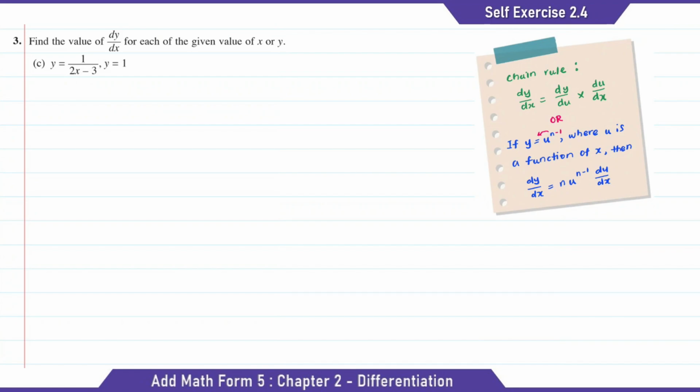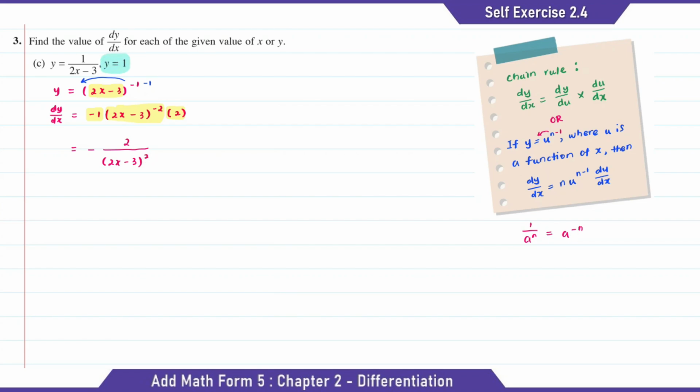Question C. y equal to 1 over 2x minus 3. So I can write this as y equal to bracket 2x minus 3 to the power of negative 1. Differentiate this, we're going to get negative 1 bracket 2x minus 3 to the power of negative 2. Then differentiate the terms in the bracket, which is equal to 2. Negative 1 times 2 is negative 2. Then write the power here in positive form. Then the final answer will be negative 2 over bracket 2x minus 3 to the power of 2.